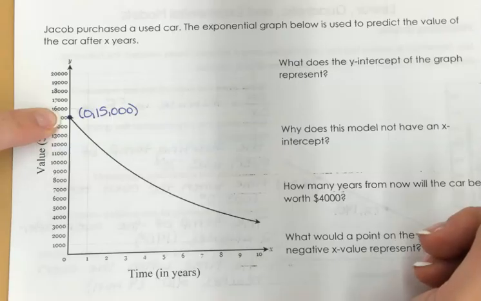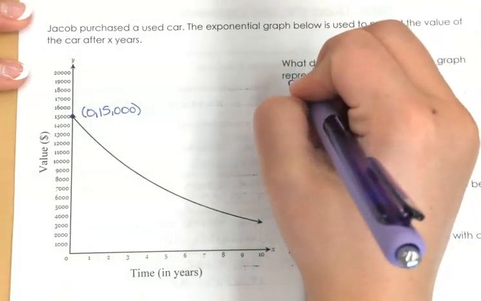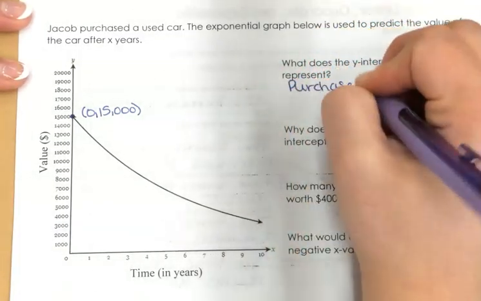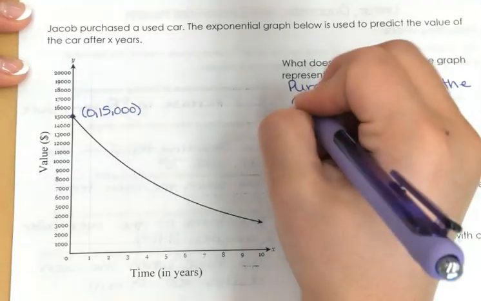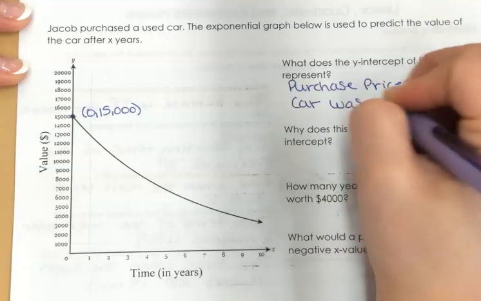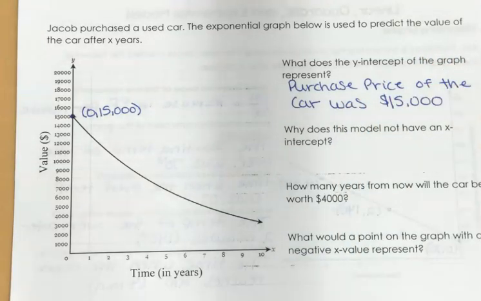And if we're talking about when Jacob purchased this car, time 0 would probably mean when he bought the car. So the purchase price of the car was $15,000, because he's not going to start measuring the value until after he buys it.